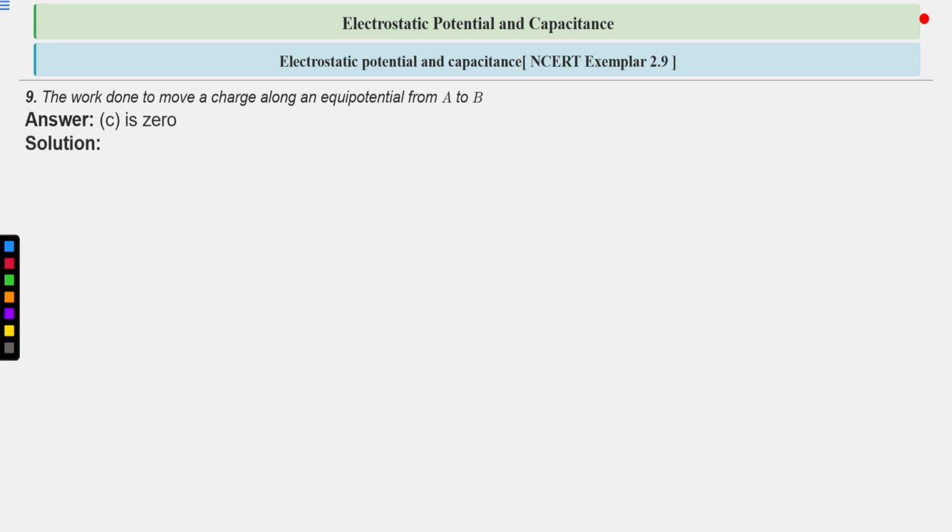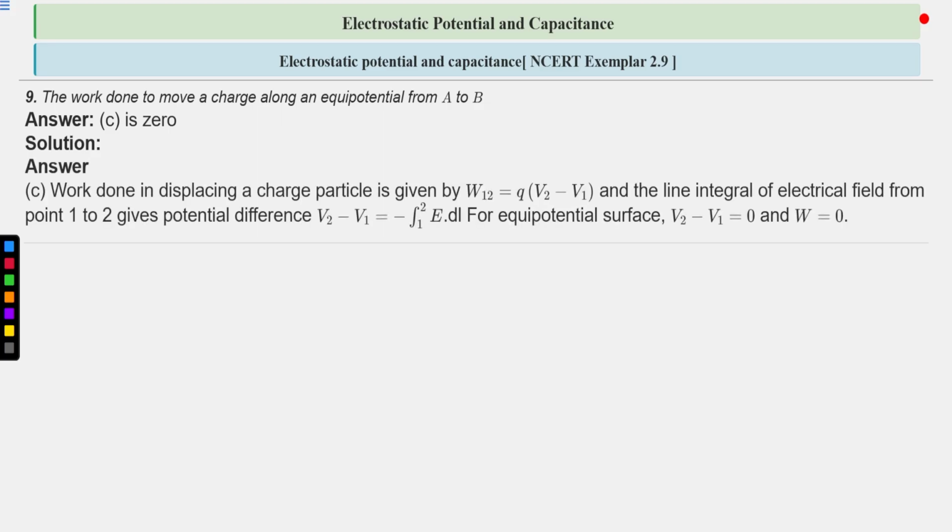Solution. Work done in displacing a charged particle is given by W12 equal to Q times (V2 minus V1), and the line integral of the electric field from point 1 to 2 gives the potential difference, V2 minus V1 equal to minus the integral 1 to 2 of E dot dl. So this gives the potential difference, not the work done. For an equipotential surface, V2 minus V1 equals 0, because at any point on the surface the potential is the same, so the work done is 0.